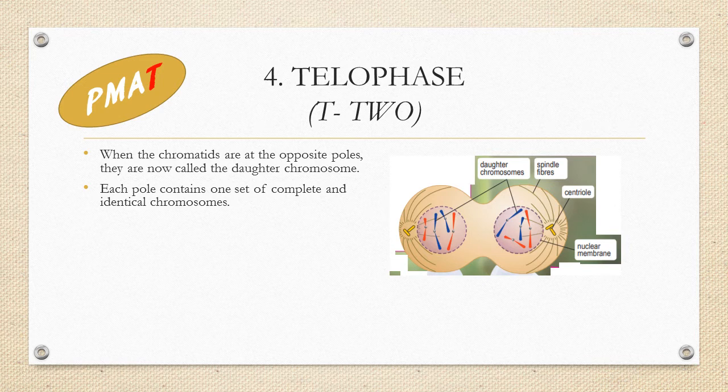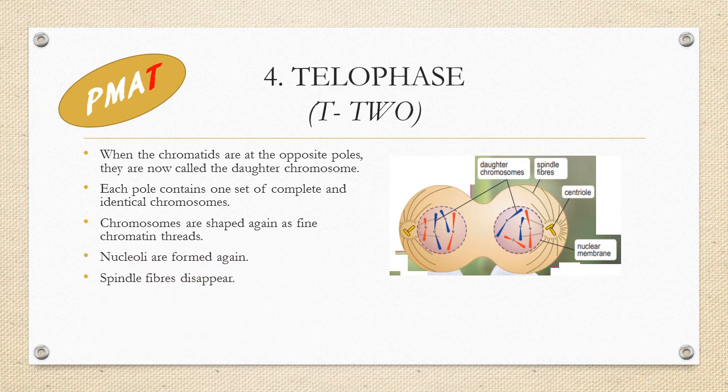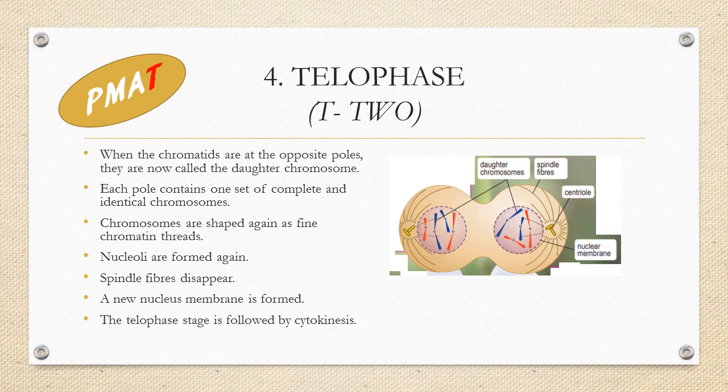One at each pole. Chromosomes are shaped again as fine chromatin threads, nuclei are formed again, and spindle fibers disappear. So now you can see the nucleus under the microscope. A new nuclear membrane is formed, and the telophase stage is followed by cytokinesis.